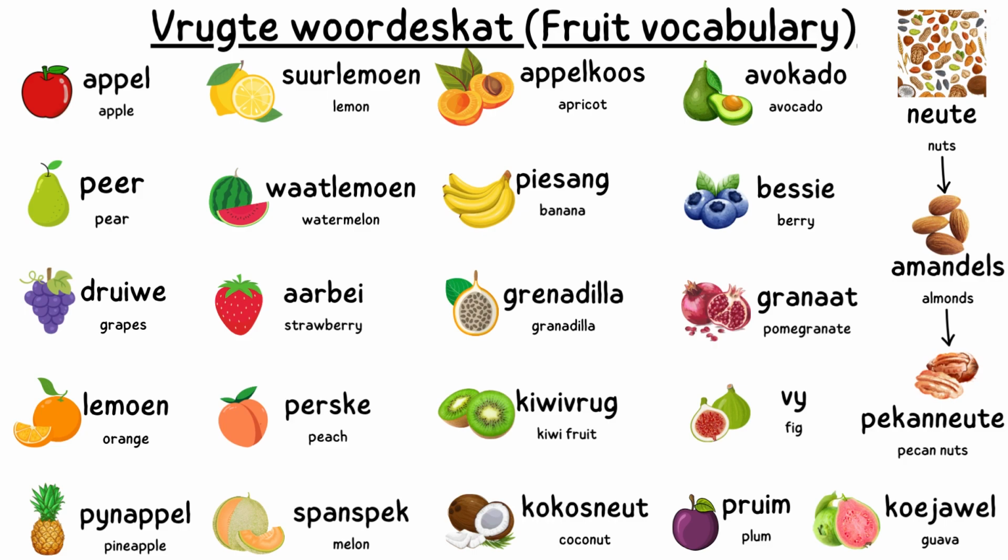Vrugte woordeskat. Fruit vocabulary. Appel, peer, druiwe, lemoen, pynappel, suurlemoen, waatlemoen, arbei, perske, spanspek, appelkoos, piesang, grenadilla, kiwivrug, kokosneut, avokado, bessie, granaat, vy, pruim, neute, amandels, pekaneute, koejawel.